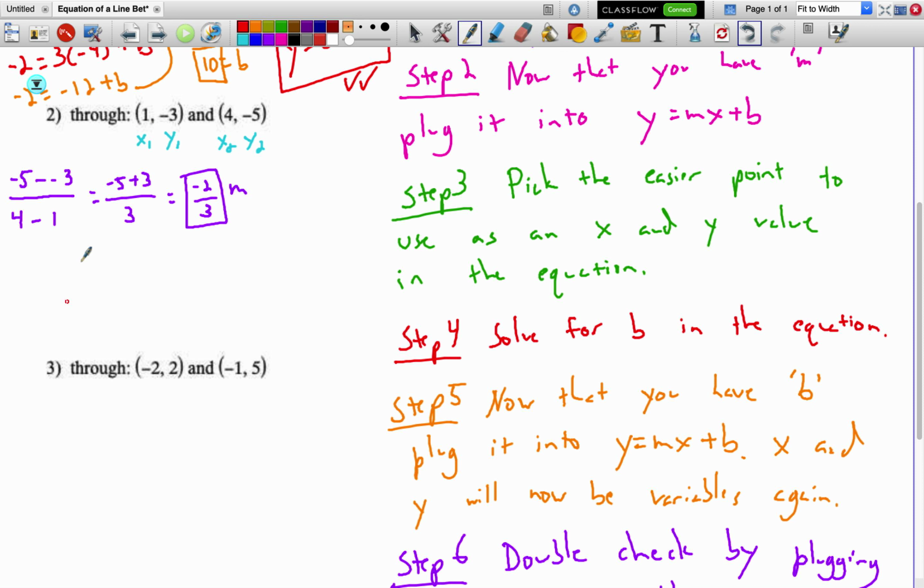Now I'm going to borrow one of these to plug into y equals mx plus b. So y equals mx plus b. When I plug in negative 2/3 for m, and then I'll pick that first point, a 1 will go in for x, and a negative 3 will go in for y, and we'll get a new equation. Negative 3 equals negative 2/3 times 1 plus b. All right, anything times 1 is just itself, so this is negative 3 equals negative 2/3 plus b.